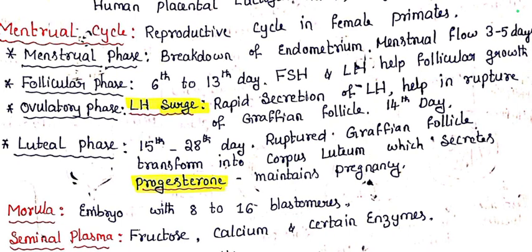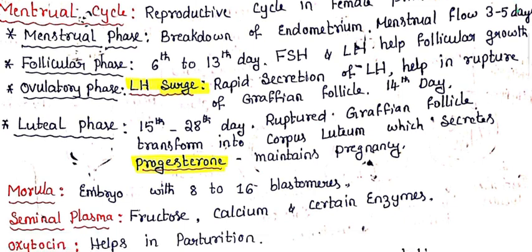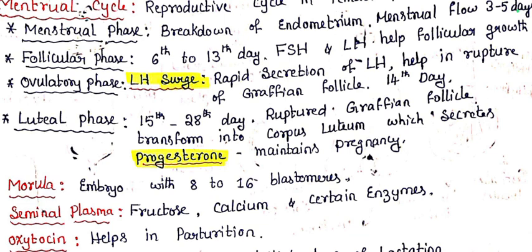In menstrual phase you can find breakdown of endometrium, the inner layer of uterus, for 3 to 5 days. In follicular phase, there is a secretion of follicle stimulating hormone and luteinizing hormone by pituitary gland. It occurs on the 6th to 13th day of the cycle.